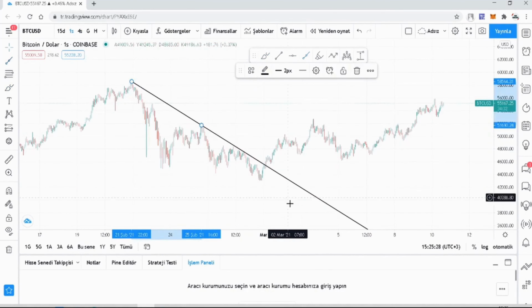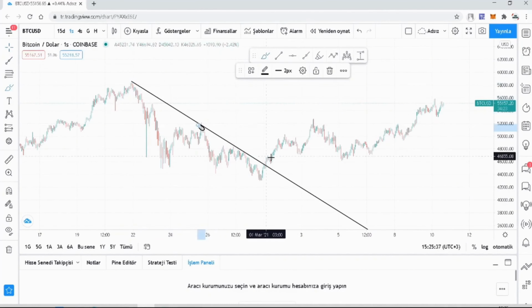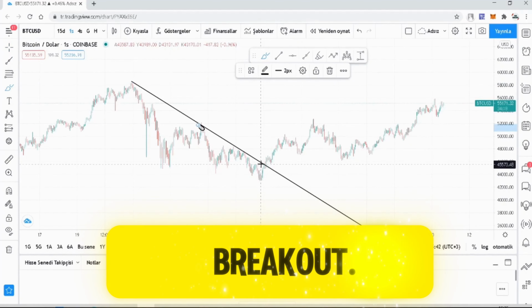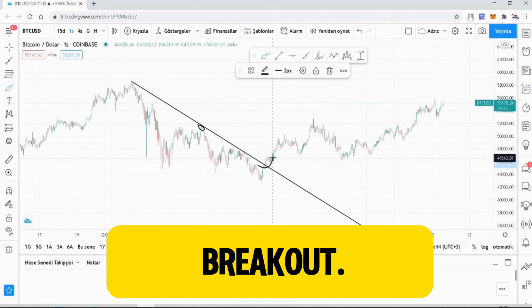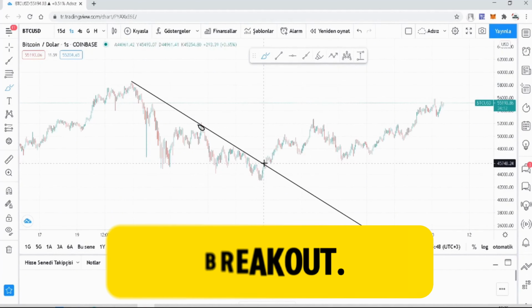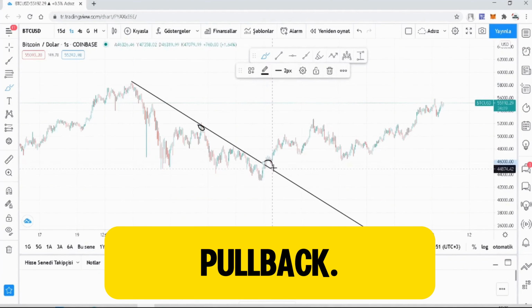Here we see a downtrend. This trend shows that the resistances here turn into support after breaking through this level. For example, it has made a breakout here. In other words, it has broken out. After breaking out, it has also made a pullback. This pullback has acted as support. Look, this has acted as a support.